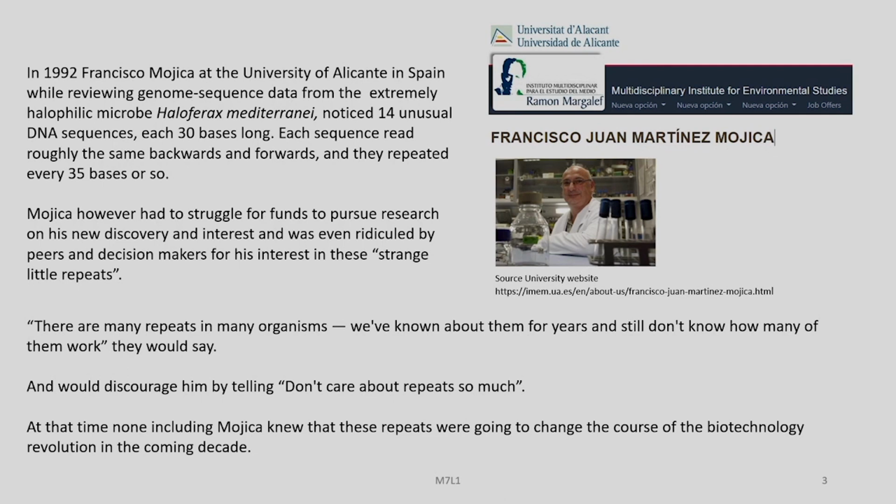Mojica developed a lot of interest in these sequences. However, he had to struggle to find funds to pursue research on this new discovery, and he was even ridiculed by peers and decision makers for his interest in these strange little repeats. There are many repeats in many organisms. We have known them for years and still don't know how many of them work, many of his peers and critics would say, and they would discourage him by telling him not to care about repeats so much. At the time, no one, including Mojica, knew that these repeats were going to change the course of the biotechnology revolution in the coming decades.